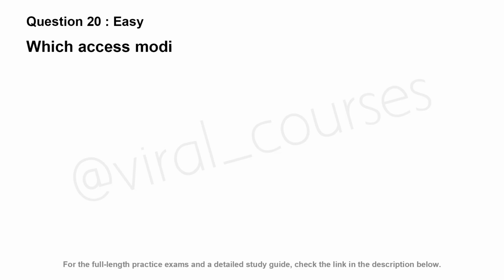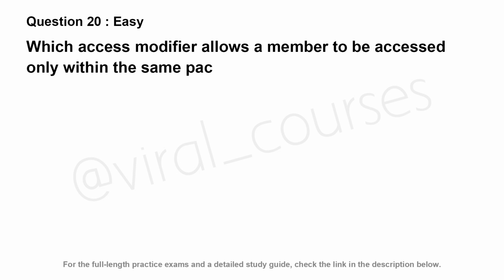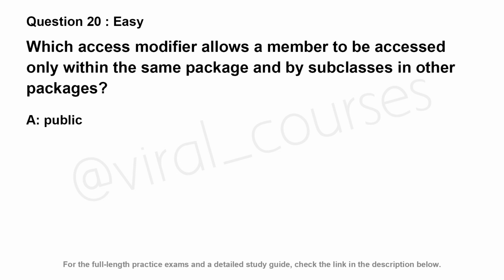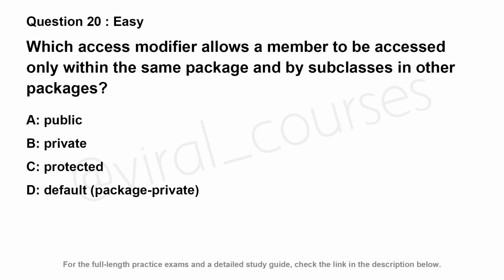Which access modifier allows a member to be accessed only within the same package and by subclasses in other packages? Option A, public. Option B, private. Option C, protected. Option D, default, package-private.